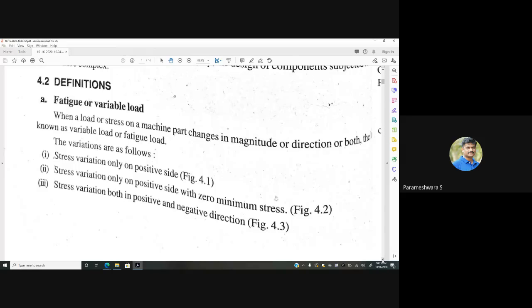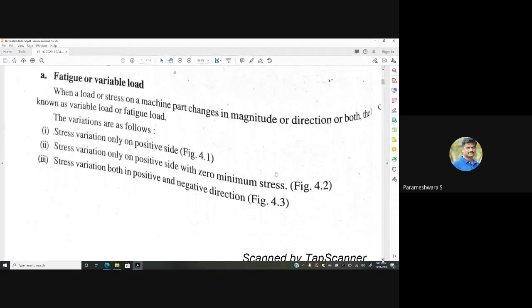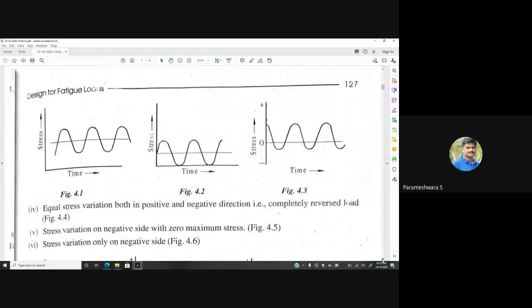Why is it called variable? Because the load magnitude changes from positive to negative and negative to positive. Look at this figure. I have three figures here: Figure 4.1, 4.2, and 4.3. This is 4.1, where a purely positive load is applied onto a component. In 4.2, a positive load with minimum stress of zero is applied. Whereas in 4.3, both positive and negative load is subjected to a component or a specimen.